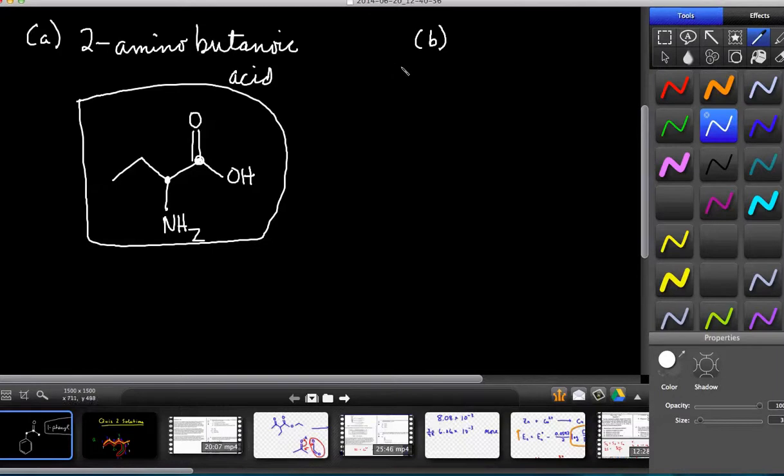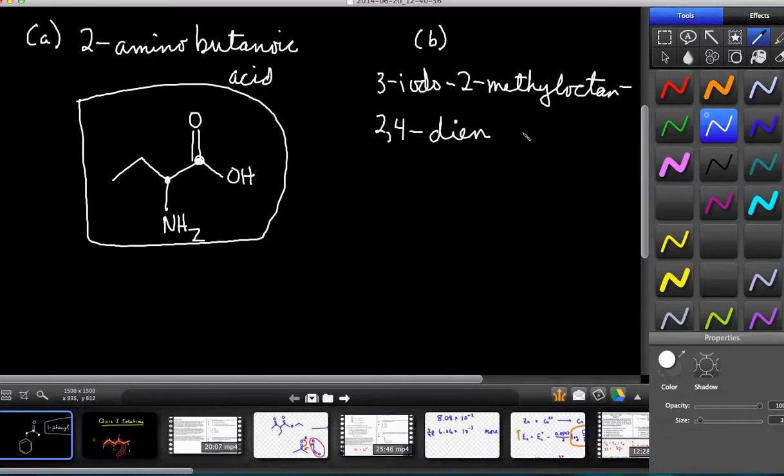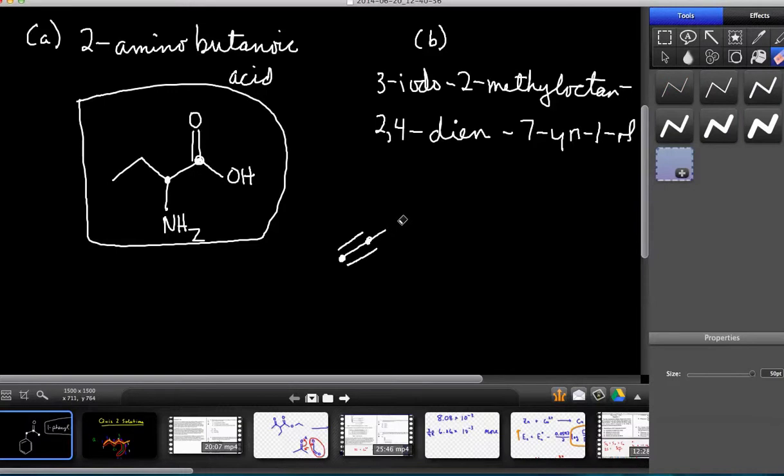Of course, with B, I kind of socked it to you a little bit. You have 3-iodo, 2-methyl octan, 2,4-diene, 7-ine, 1-ol. So I need 8 carbons where there's a triple bond between 7 and 8. Carbon 8, carbon 7. I'm going to erase a little bit of that. That's just a cosmetic thing.